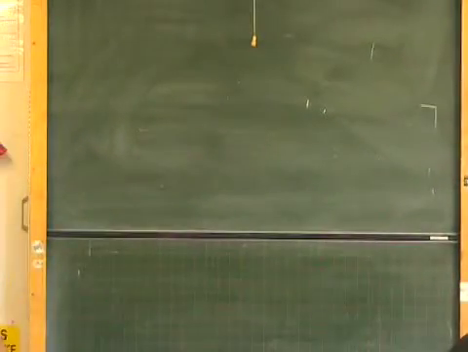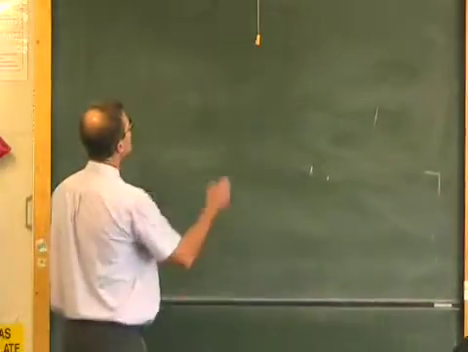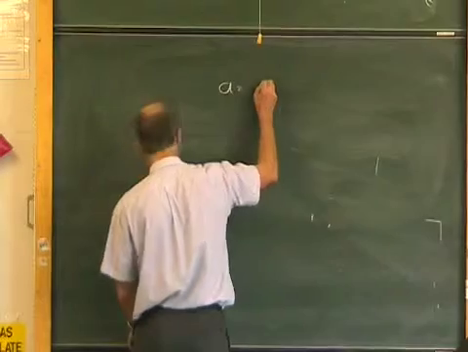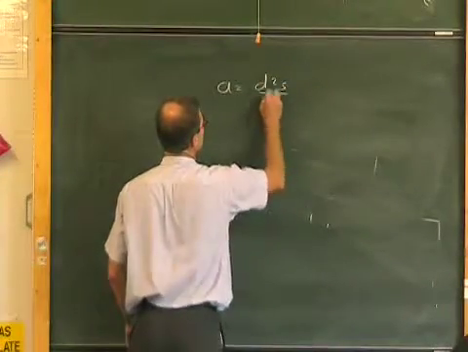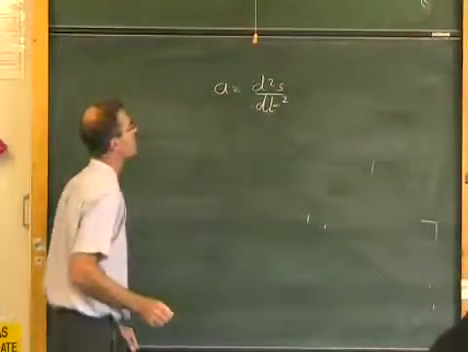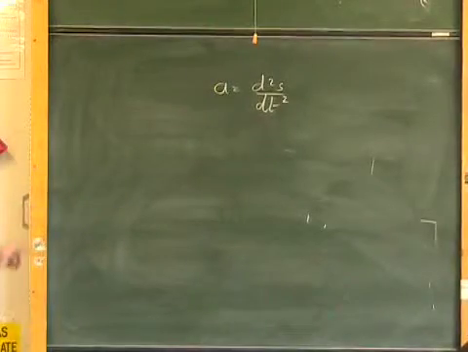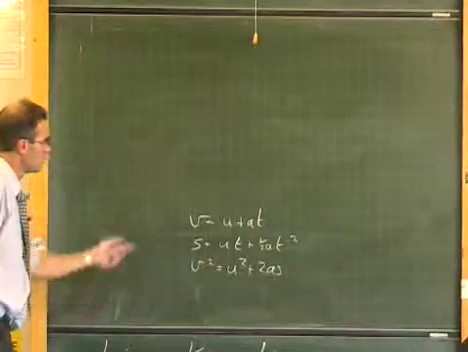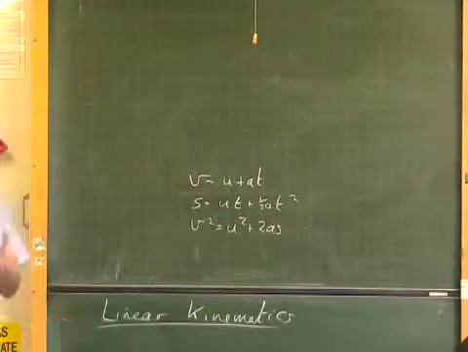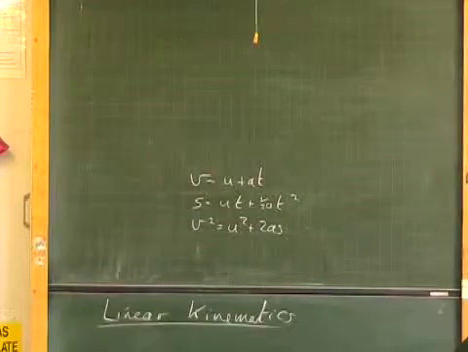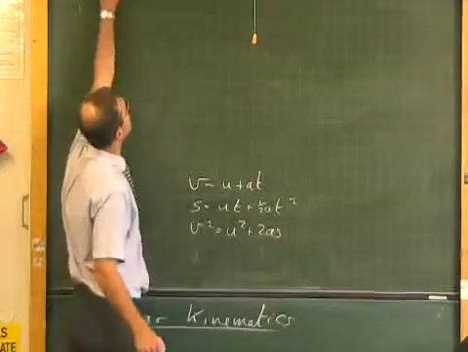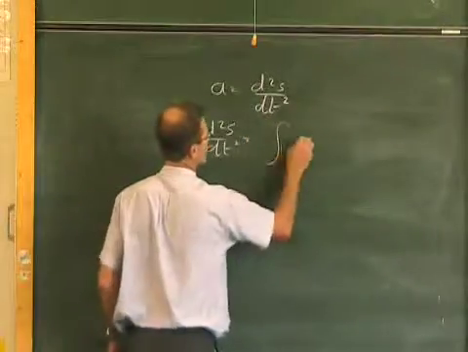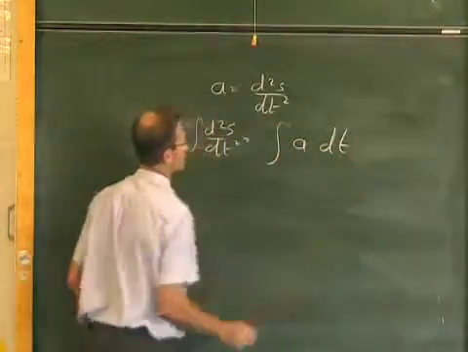So the starting point is just that a is equal to d2s by dt squared. Which one of those could I pick off first, just by one integration? Acceleration. So we're going to integrate acceleration with respect to time.